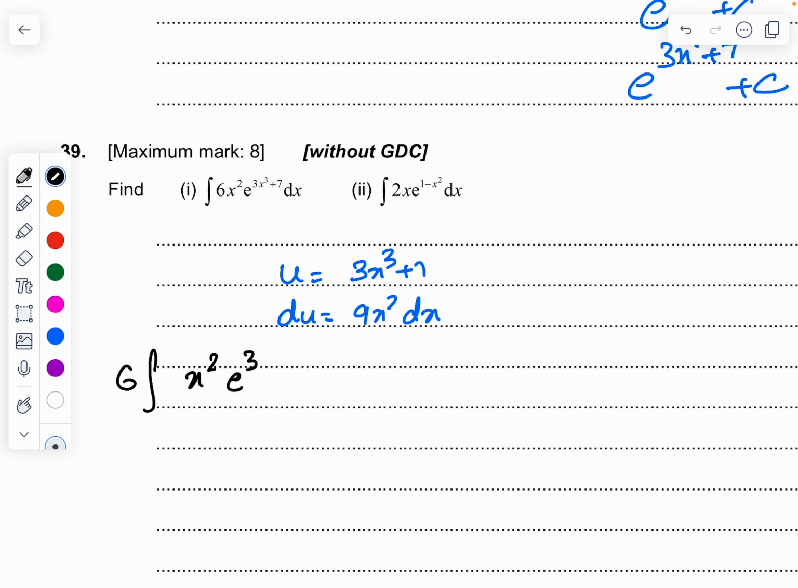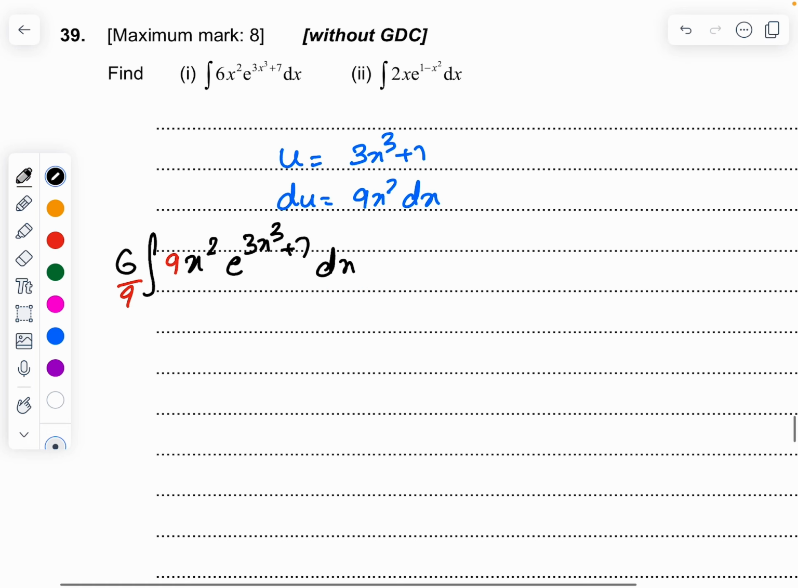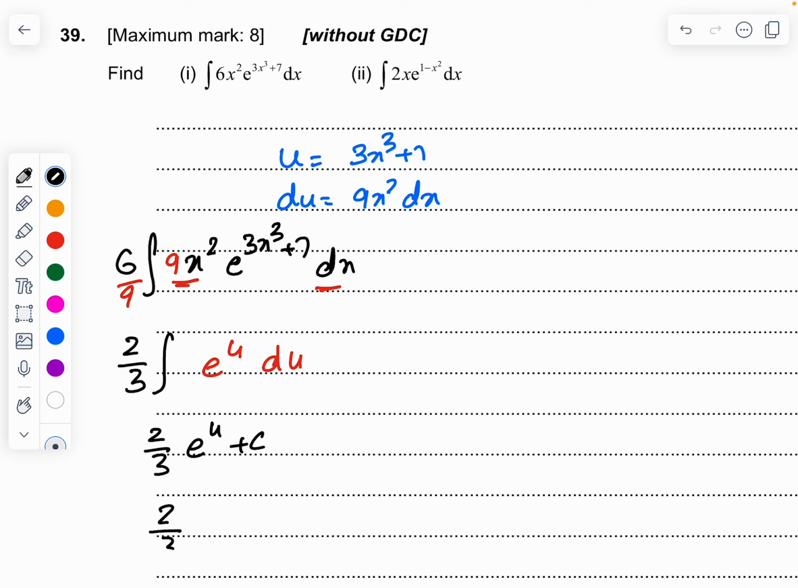E power 3x cube plus 7 dx. As such, I don't have 9. Multiply and divide by 9. So it becomes 2 upon 3. Now 9x square dx will become du, and e power u. So e power u integral is e power u plus c. So it becomes 2 upon 3 e power 3x cube plus 7 plus c.